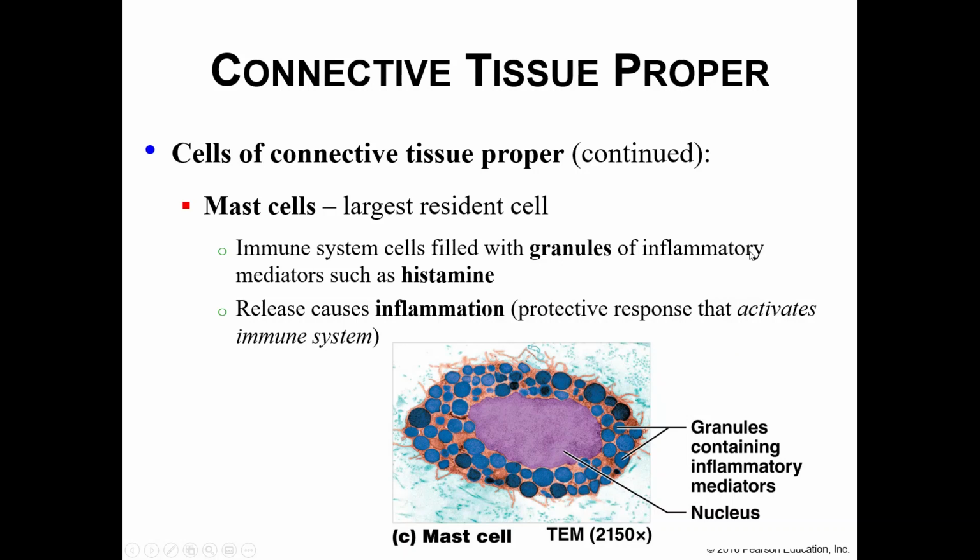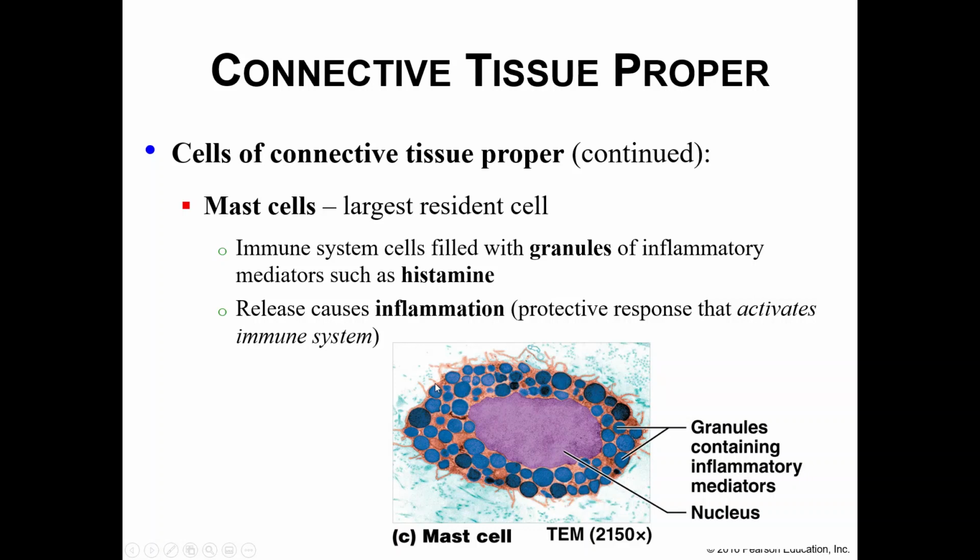Mast cells are the largest cell type that you are liable to see in connective tissue proper. They are filled with granules. So each of these big blue dots, these are granules, and the big purple thing is the nucleus in the center. These granules contain inflammatory mediators, and the one that may be somewhat familiar to you is histamine.